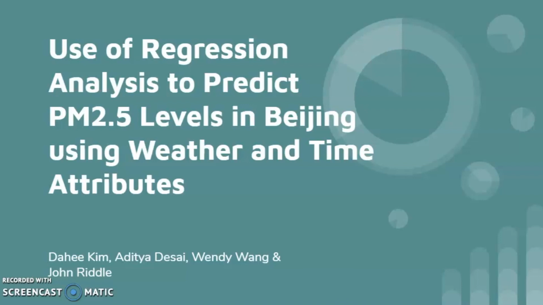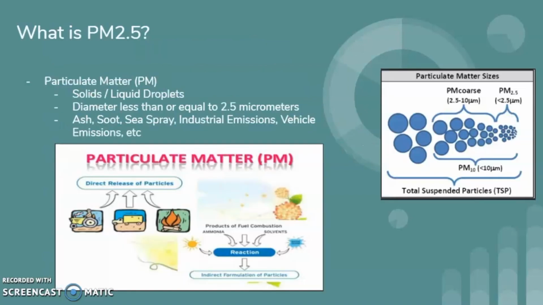So for our project, we chose to use regression analysis to predict PM 2.5 levels in Beijing using weather and time attributes. So first of all, what is PM 2.5? PM stands for particulate matter, which can be solid or liquid droplets suspended in the air. The 2.5 is in reference to the diameter, so PM 2.5 would be particulate matter with a diameter less than or equal to 2.5 micrometers.